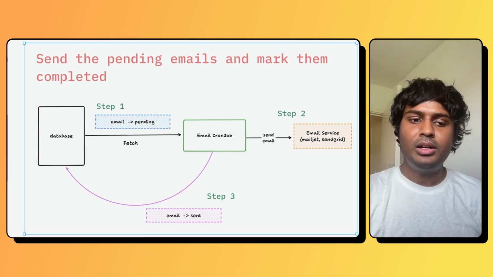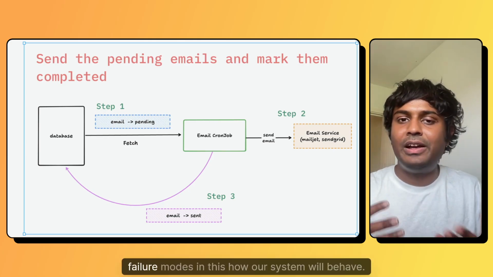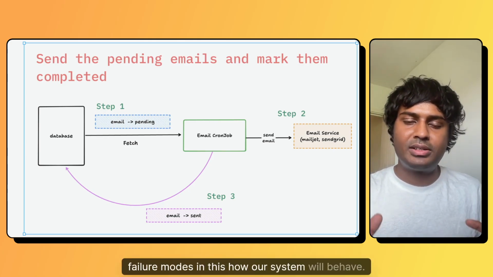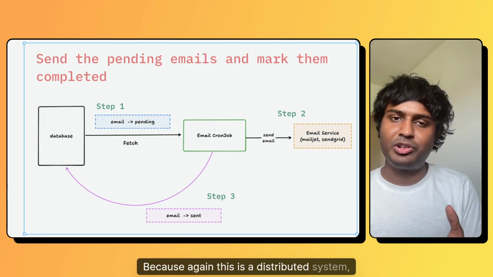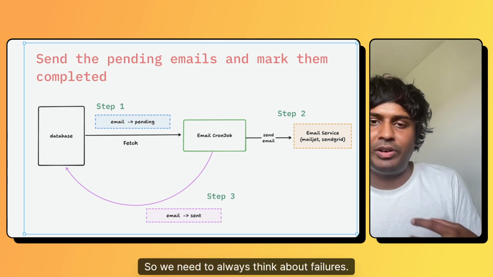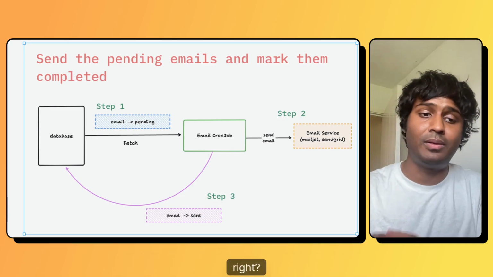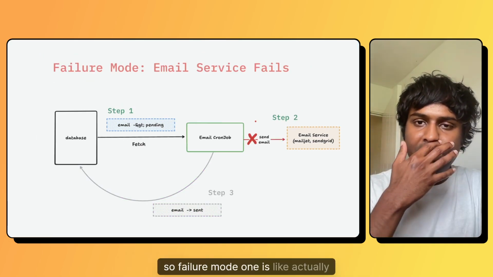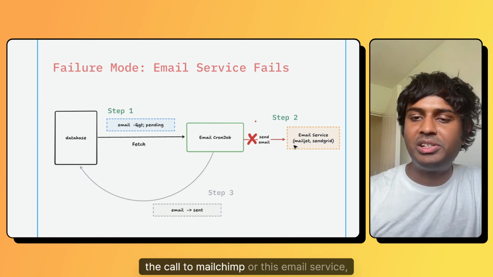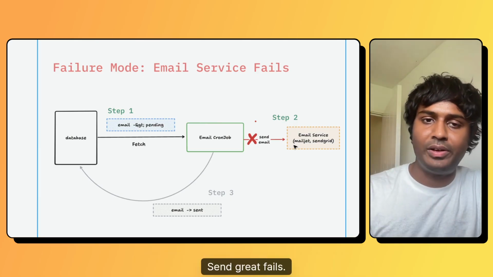So right now, let's consider the failure modes in this, how our system will behave, because again, this is a distributed system, right? So we need to always think about failures, like how would the system behave if certain parts of the system fail? So failure mode 1 is the call to Mailchimp, or this email service, the send grid call, fails. What happens then?